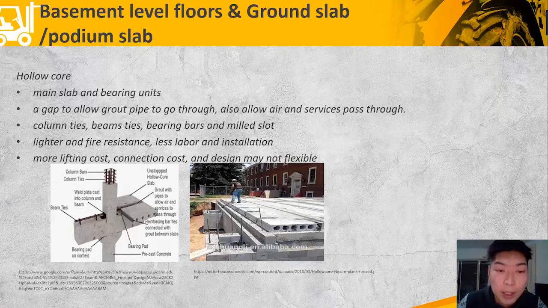Hollow core slab precasting factory. The main components include the main slab and bearing units. The main slab contains a hollow core, a gap to allow grout pipe to go through. Also allow air and services to pass through. Around the main hollow slab, there are precast concrete columns and beams. Reinforcements such as column ties, beam ties, bearing bars, and mild steel will be used to connect each component.